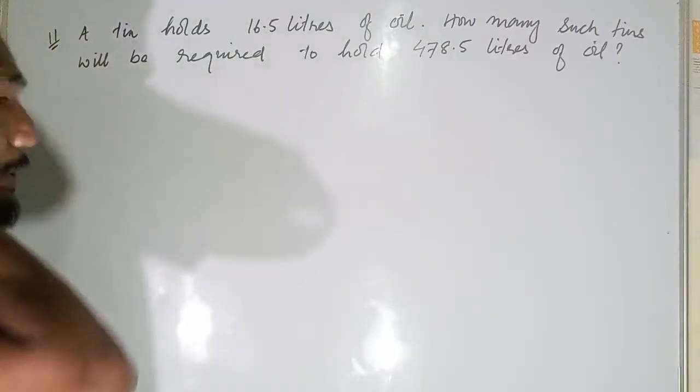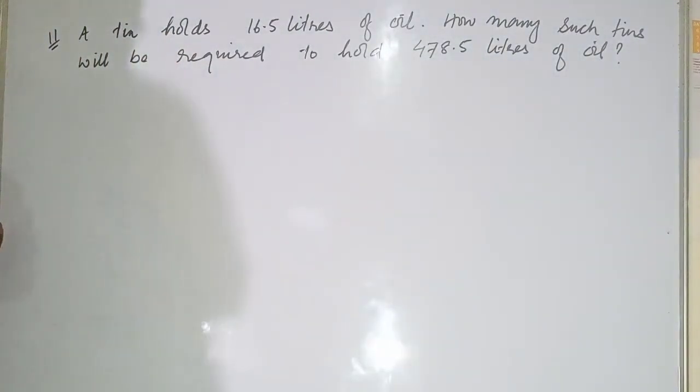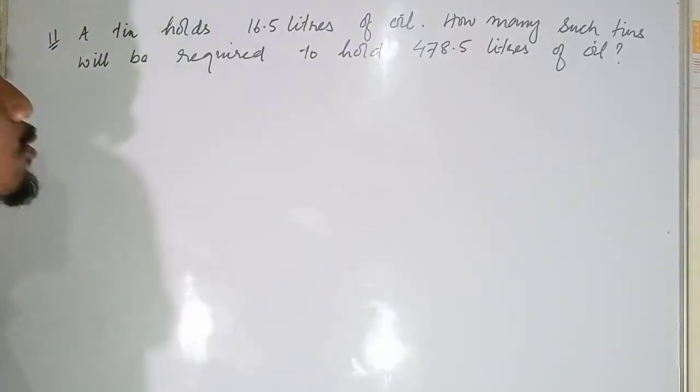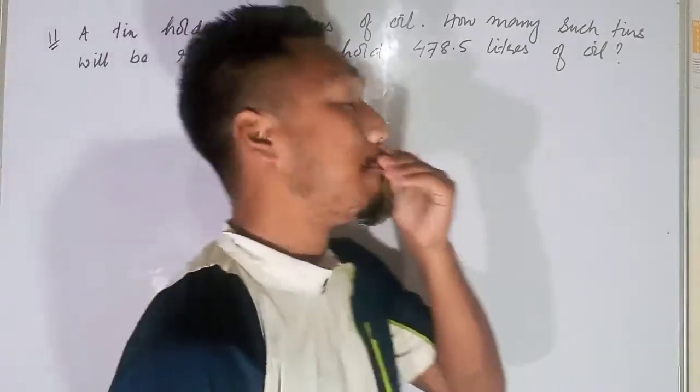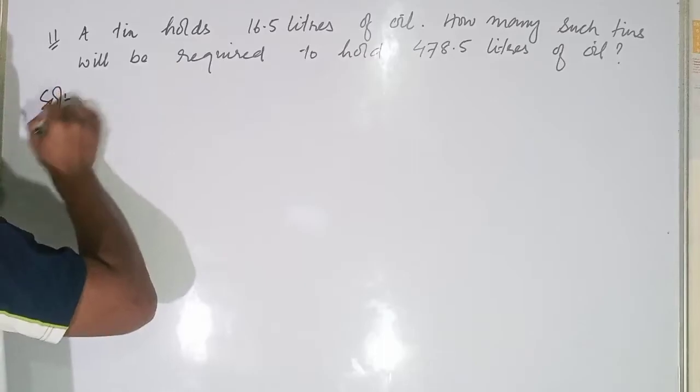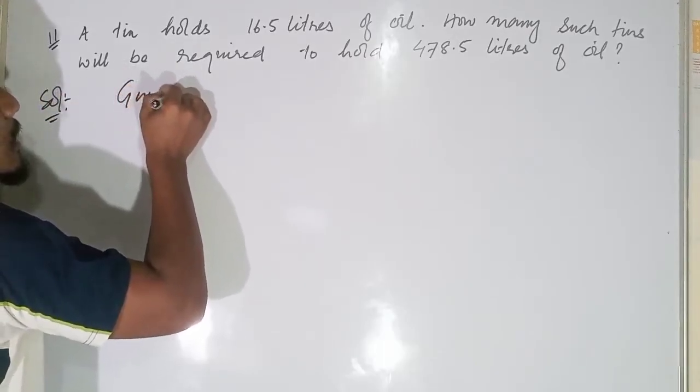So this is our question number 11. Question number 11 says, a tin can hold 16.5 liters of oil. How many such tins will be required to hold 478.5 liters of oil? So in the solution, we'll try to find out the answer to this question.